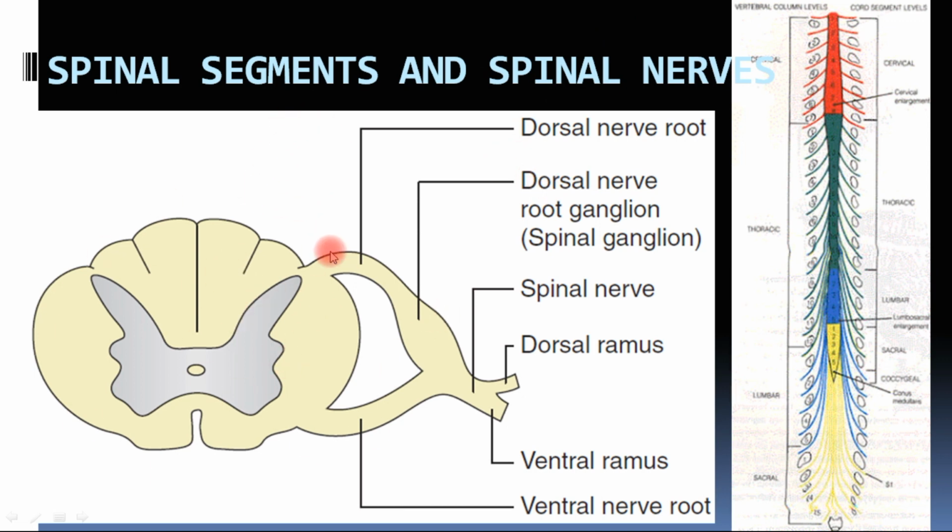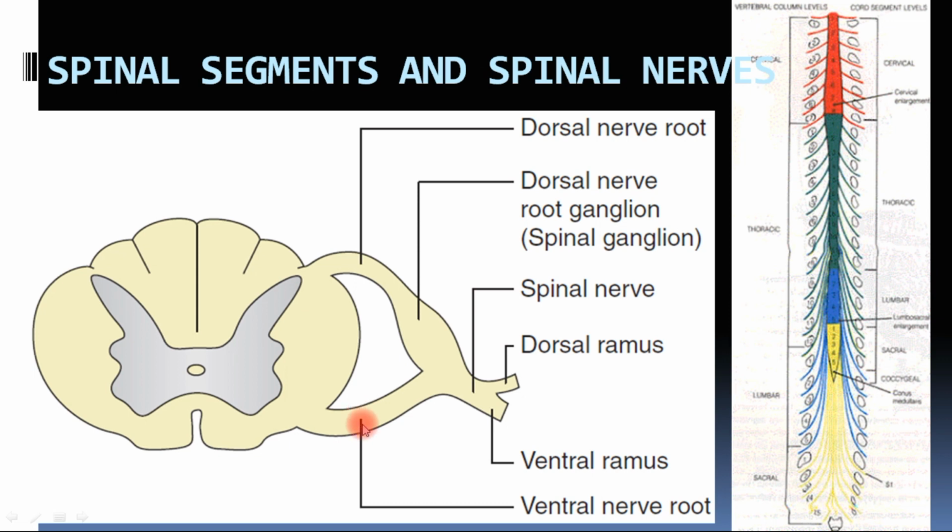So from each section of the spinal cord arises a spinal nerve which is made up of two roots. The spinal nerve, which continues here as a nerve, which then goes on to supply the muscles, is made up of two roots. It is made up of the ventral nerve root and the dorsal nerve root.